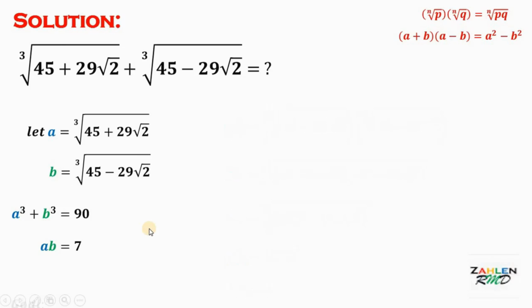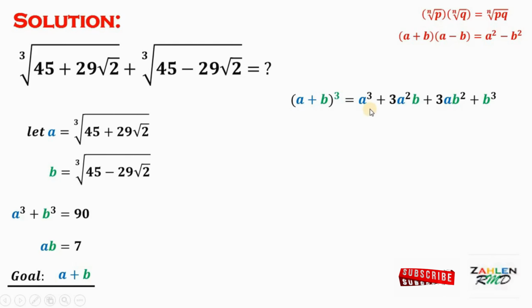Now, don't forget our goal. Our goal is to find the value of A plus B. This is the cube root of 45 plus 29 square root of 2 plus the cube root of 45 minus 29 square root of 2. Next, what we're going to do is to cube A plus B. So what will happen if we cube A plus B? The result is simply A cubed plus 3A squared B plus 3AB squared plus B cubed. Now rearrange and factor, and we get A cubed plus B cubed plus 3AB multiplied by A plus B. This is the same thing as the above expression.